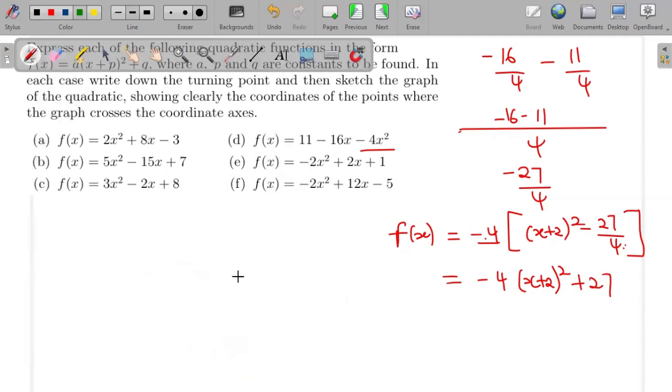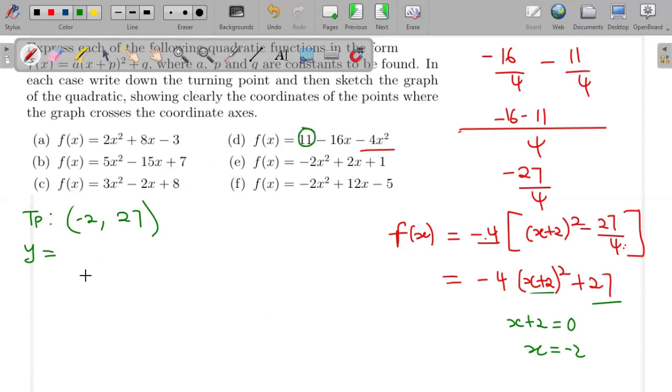Okay, so from here, we can get our turning point. Our turning point will just be, I equate this to get the x, equate it to 0, so it will be x is equals to minus 2. So it will be minus 2, comma, my y coordinate of the turning point will just be whatever is there, which is 27. Okay, what about the y-intercept? The y-intercept, we just get it from here, the constant. So that will be 11.